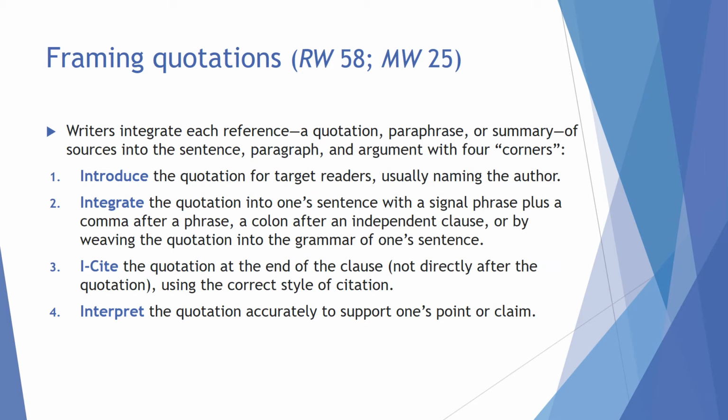Writers integrate each reference, a quotation, paraphrase, or summary of sources, into the sentence, paragraph, and argument with four corners. First corner, introduce the quotation for target readers, usually naming the author. Second corner, integrate the quotation into one sentence with a signal phrase, plus a comma after a phrase, a colon after an independent clause, or by weaving the quotation into the grammar and verbal tense of one sentence. The third corner, cite the quotation at the end of the clause, not directly after the quotation, using the correct style of citation. And fourth corner, interpret the quotation accurately to support one's point or claim. So please describe these four key moves and give an example illustrating how you perform these key moves.